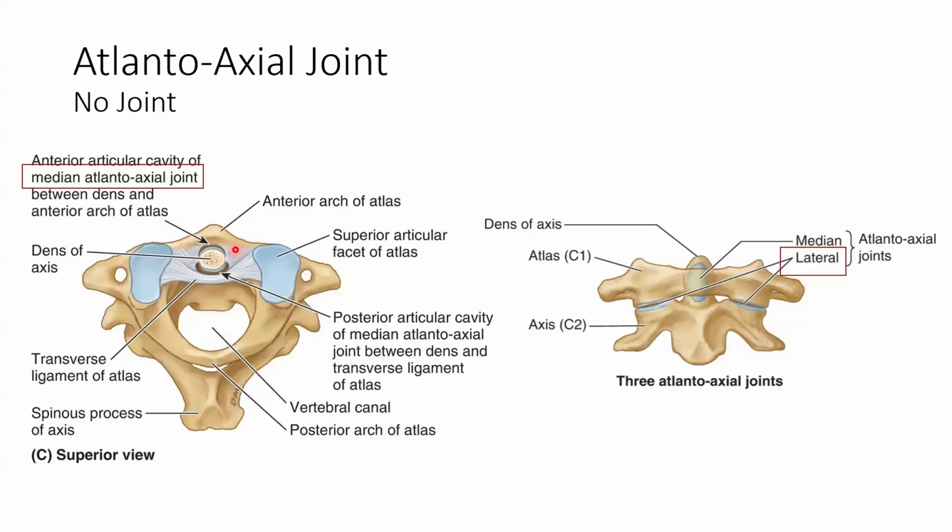And then you also have the tectorial membrane. We'll see that in a few slides. That is a continuation of our posterior longitudinal ligament of our spinal column. And this just helps, again, add some additional support of these upper cervical vertebrae to the head. It helps connect our spinal column to our head.